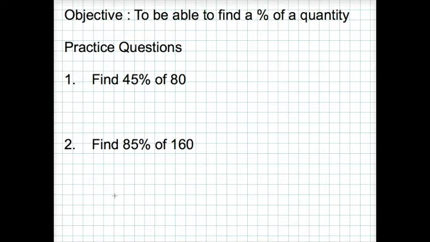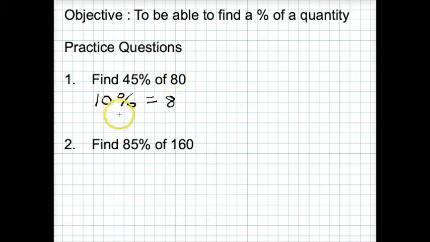Okay, welcome back. Let's now go through these questions. Question 1. Find 45% of 80. Now this is going to be done without using a calculator. The easiest way to do this is to split this up into 10% and 5%. So if we start off, we say, okay, well 10% of 80 is just going to be 8. To find 10%, we just divide the number by 10.